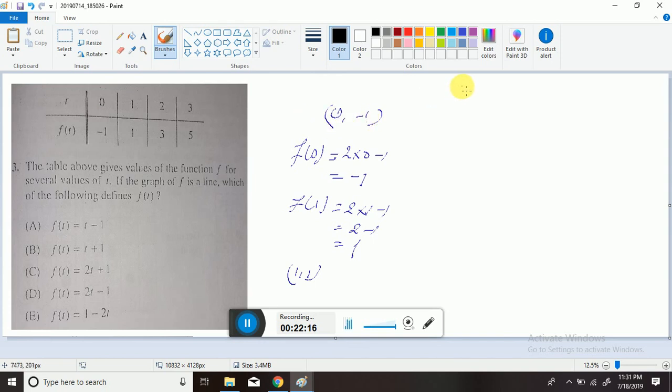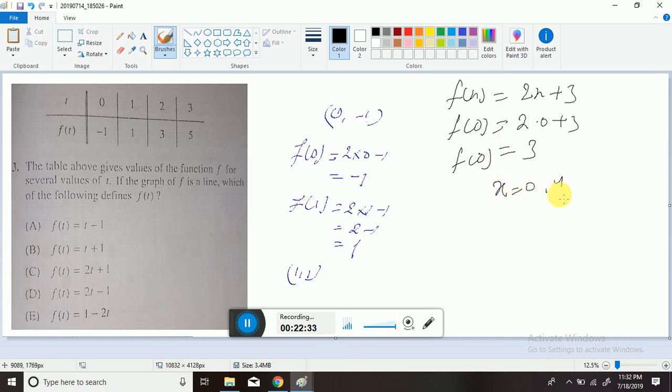That means in case of f(x), what happened? f(x) equal to, for example, let us say 2x plus 3, and if we write f(0), then x is replaced by 0. 2 into 0 plus 3, that is f(0) equals 3. F(0) equals 3 means, in terms of ordered pair, x is 0 and y is 3, so that is (0, 3). This is our condition in case of a function. So here, because it is a straight line, we can check with any one point. So let us choose the point (0, -1).